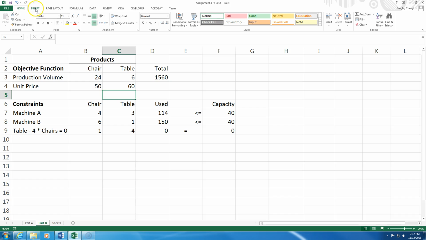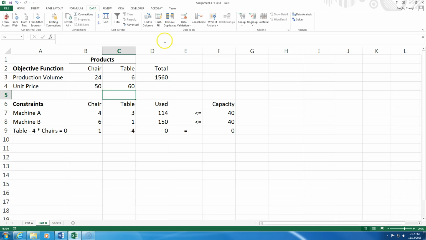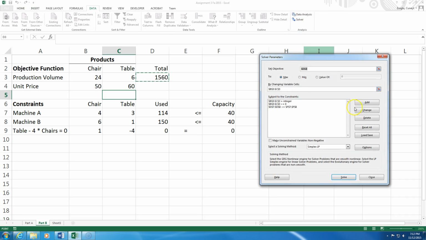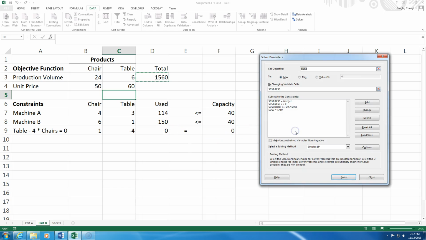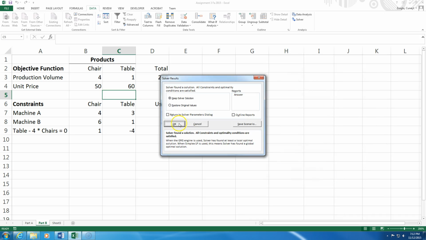So I go to data, solver, okay. I add a constraint. I'm going to say this should equal this. Okay, this should be exactly equal to 0. Okay, and I click on solve.